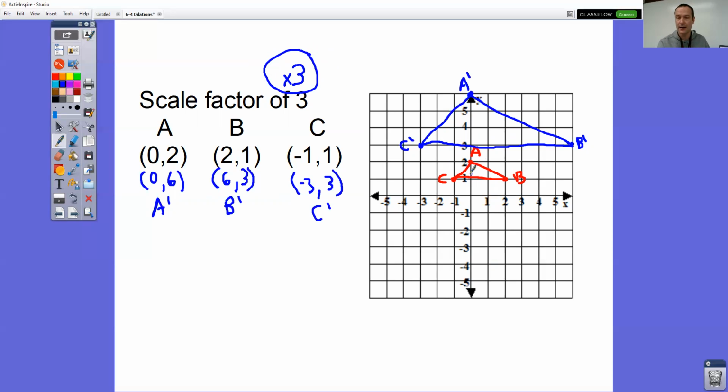Or you could look at the height. All right, the height of the triangle is 1 unit long on our original one. Now it's 3 units long. How do you get from 1 to 3? You have to multiply by 3. So again, the scale factor, you have to multiply by whatever the scale factor is. Multiply each and every point.